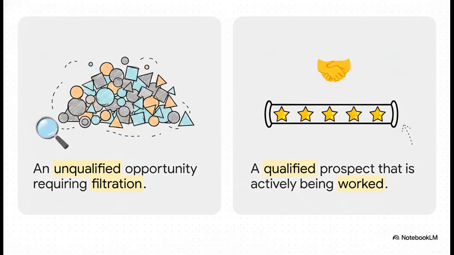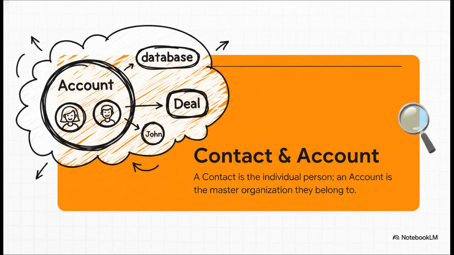Use leads to filter, use deals to sell. The final 2 pieces of our core 4 puzzle are contacts and accounts. This is where your long-term relationships live. A contact is the actual breathing human being you're talking to. Let's say Sarah, the marketing director.